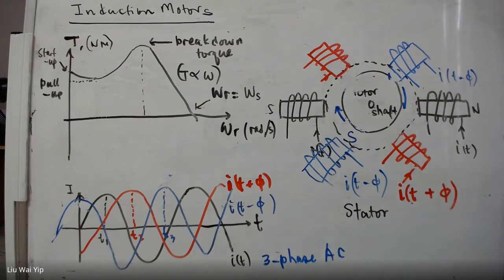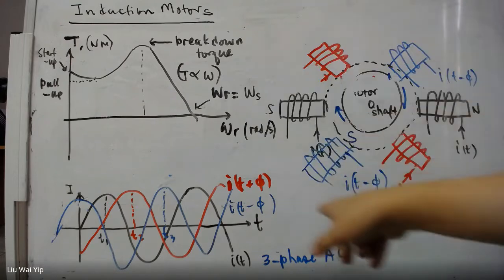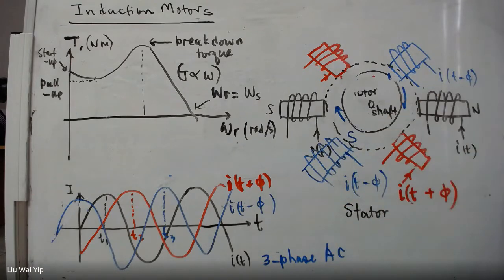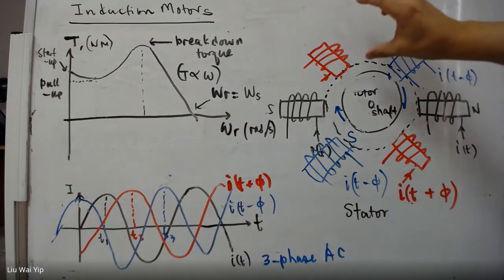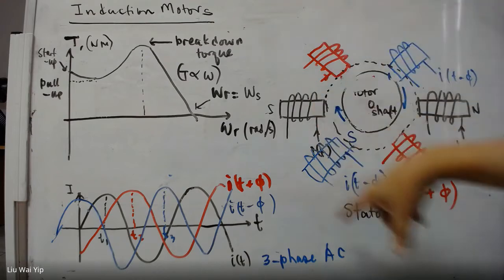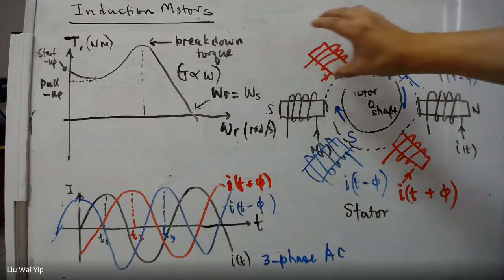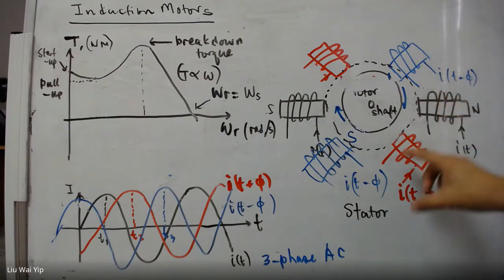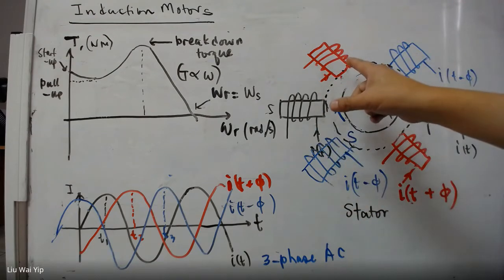Hello my friends, in this video we are going to model the induction motors. Last week we already explored the basics of induction motor, and this is what we have done in the last video. We basically have a stator. The stator is the house of the induction motor, the metal which supports the electromagnet, so-called poles.